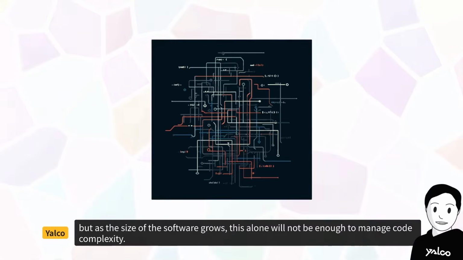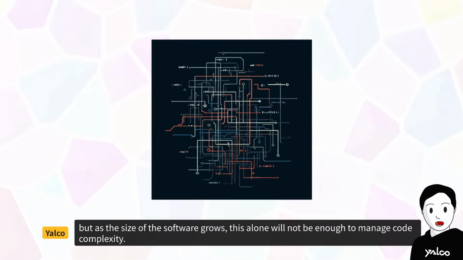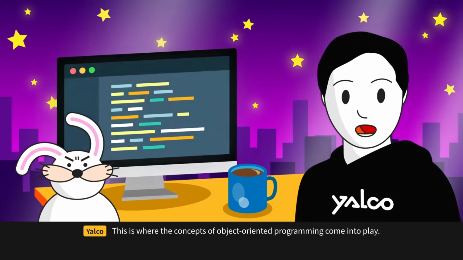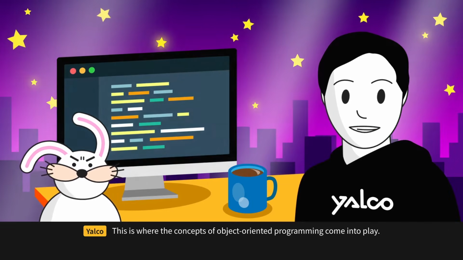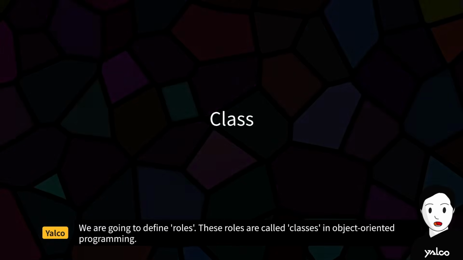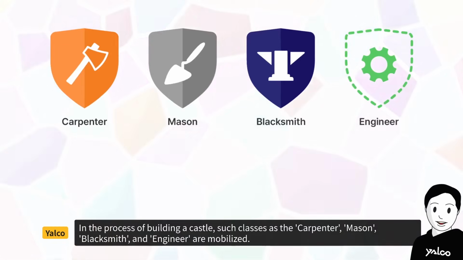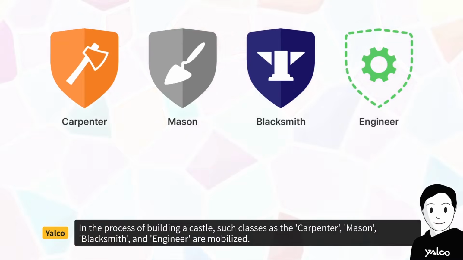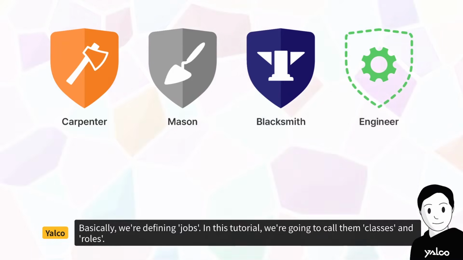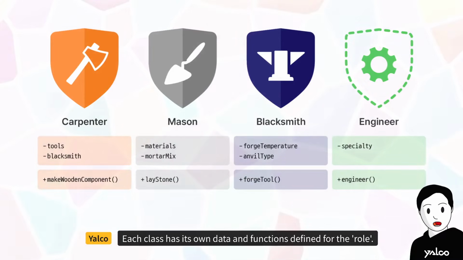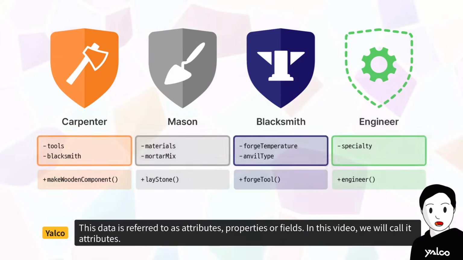But as the size of the software grows, this alone will not be enough to manage code complexity. This is where the concepts of object-oriented programming come into play. We are going to define roles. These roles are called classes in object-oriented programming. In the process of building a castle, such classes as the carpenter, mason, blacksmith, and engineer are mobilized. Basically, we're defining jobs. In this tutorial, we're going to call them classes and roles. Each class has its own data and functions defined for the role. This data is referred to as attributes, properties, or fields. In this video, we will call it attributes.